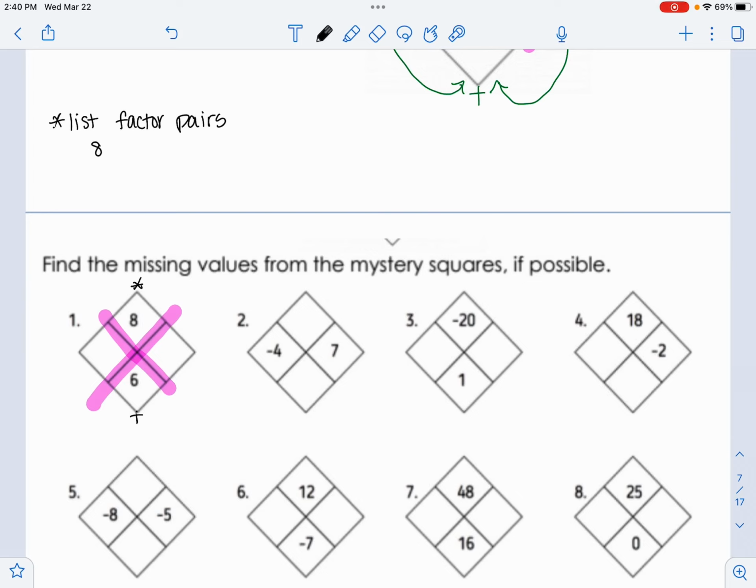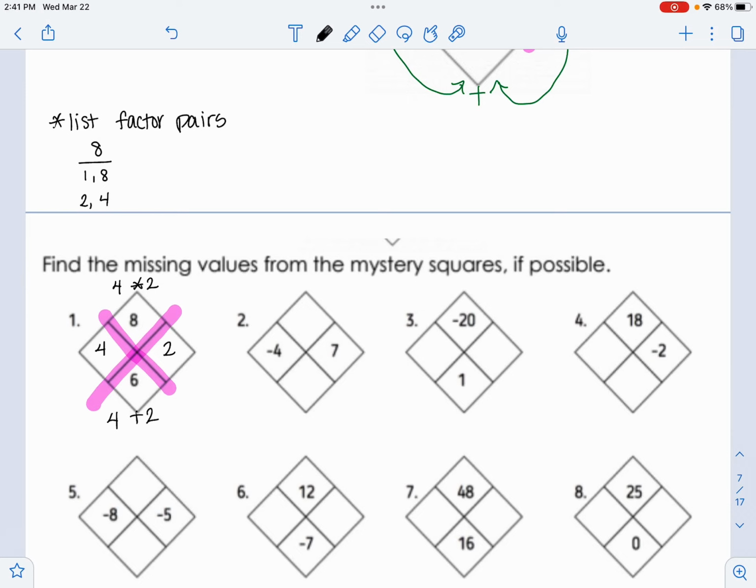The numbers that multiply to 8 are 1 and 8, and 2 and 4. And that's it. We're looking at integers only, and in fact, most times we're just going to be thinking about positive values at first. So the numbers that multiply to 8 but also add to 6 are 4 and 2. 4 times 2 equals 8, and 4 plus 2 equals 6.